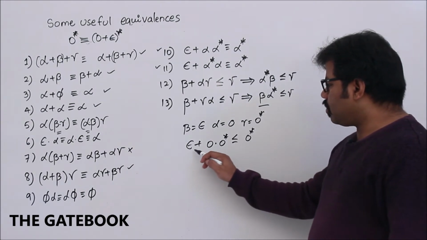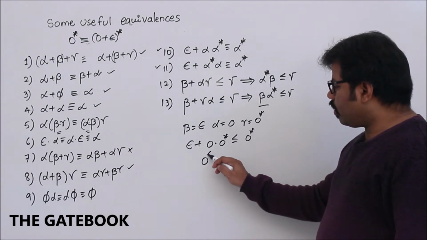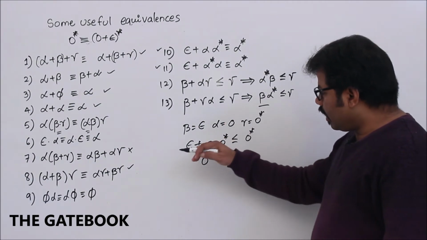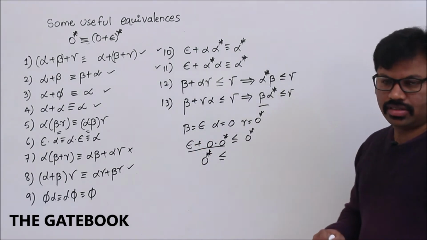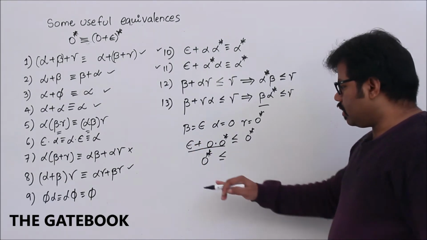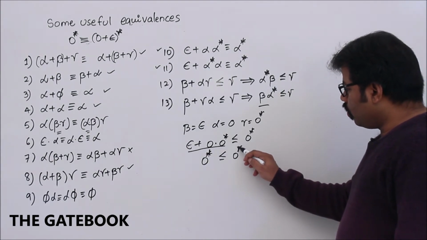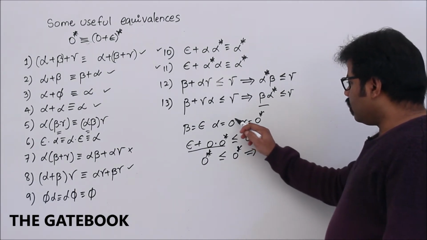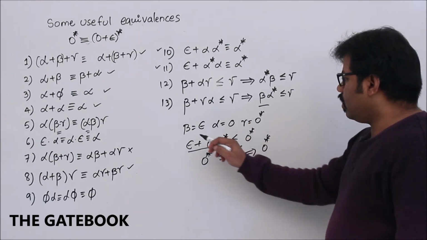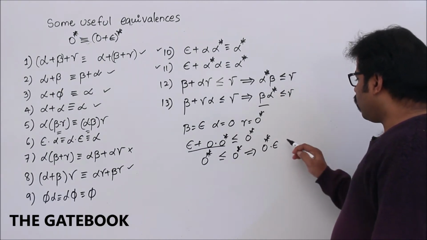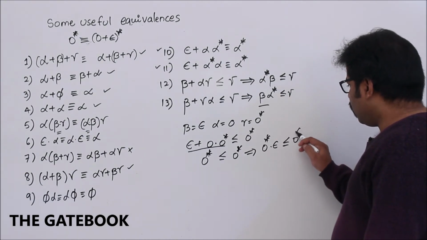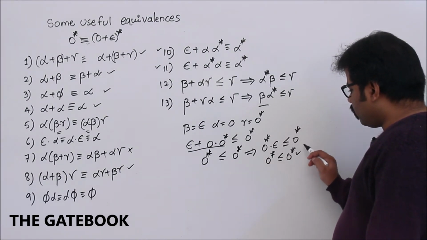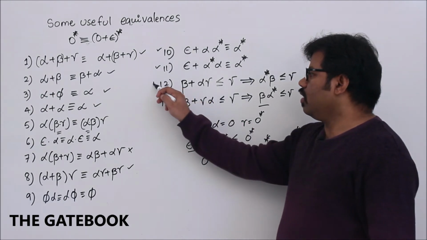You know that already ε + 0·0* is equivalent to 0*, right? So whenever I have an equivalent expression, I can replace the current expression with the equivalent expression, so the meaning will not be changed. 0* less than or equal to 0*, true. Then according to this statement, α*β, what is α here? 0. 0*·β, that is ε, is also less than or equal to γ. What is γ here? 0*. So 0*·ε is 0*, 0* less than or equal to 0*. Yes, so we are just validating this formula, but we are not proving it.